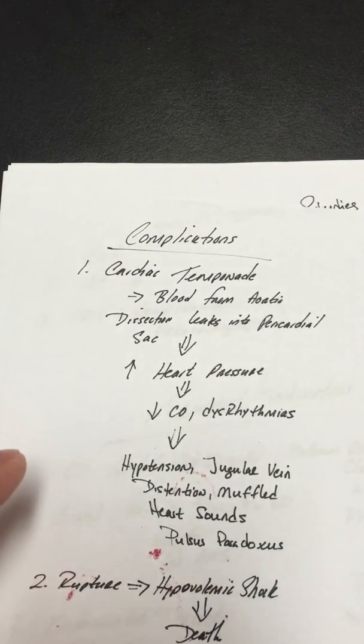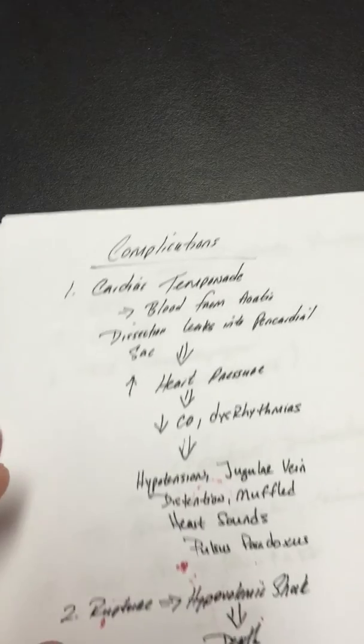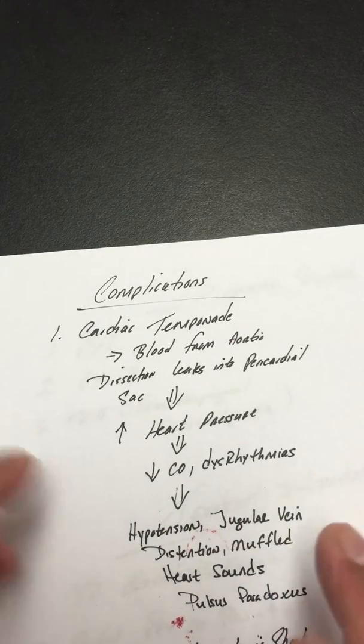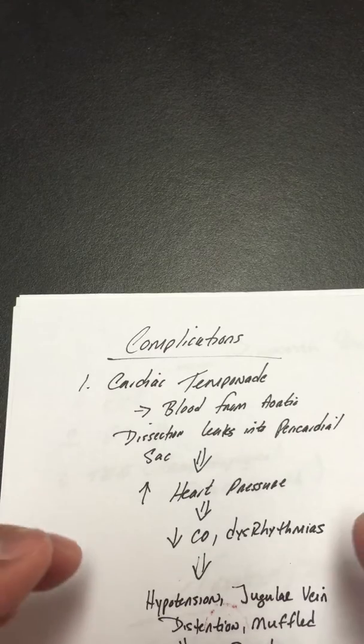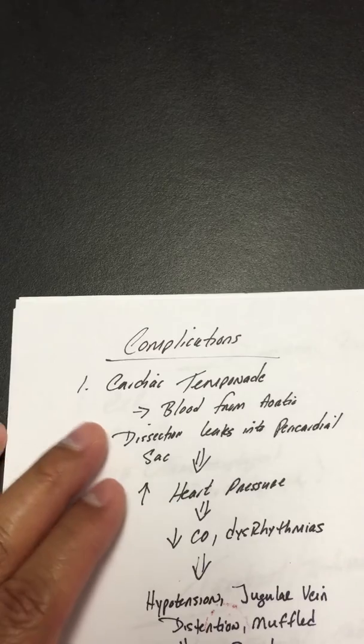Let's focus on some complications. Number 1, cardiac tamponade. We talked about this in our lecture with acute pericarditis. So if you haven't seen that, go back and check it out. So again, complications. Number 1, cardiac tamponade.